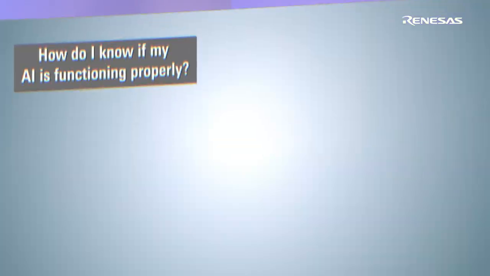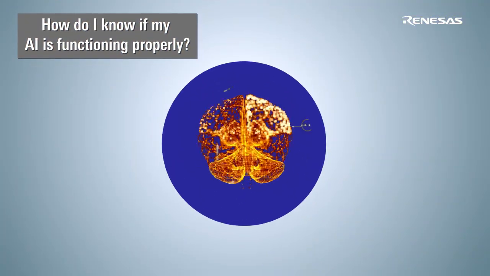Hi, I'm Vin D'Agostino. When testing your AI code after integration with your operation code development, it can be difficult to determine if it's working properly. How do I know if my AI is functioning properly?